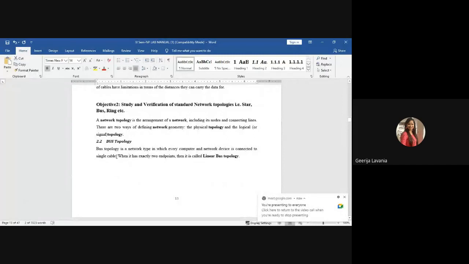Okay, now I start. First, a network topology is the arrangement of a network, including its nodes and connecting lines. There are two ways of defining a network: geometric, the physical topology, and the logical topology. The first one is the bus topology. The bus topology is a network type where every computer and network device is connected to a single cable. Then it has exactly two endpoints, which is called the linear bus topology.